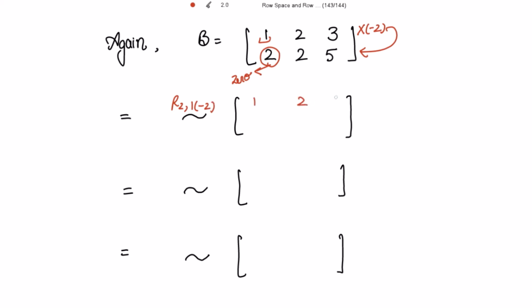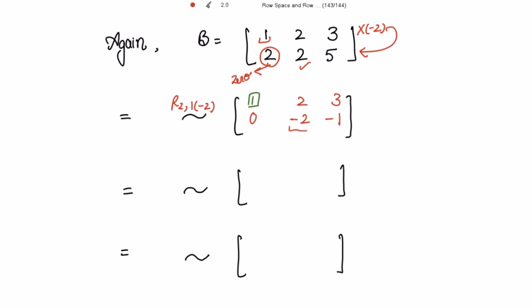Writing the first row as it is. Okay. 1 is multiplied with minus 2, we get minus 2, and adding this to 2 we get 0. 2 is multiplied with minus 2, we get minus 4, and adding this to 2 we get minus 2. 3 is multiplied with minus 2, we get minus 6, and adding this to 5 we get minus 1. Please remember, the row which you are going to change, that number should be present over here first, right? Okay, so this becomes our leading element.